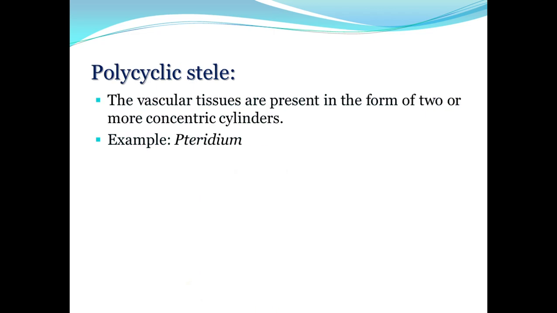Polycyclic stele. The vascular tissue is present in the form of two or more concentric cylinders, for example, Pteridium.